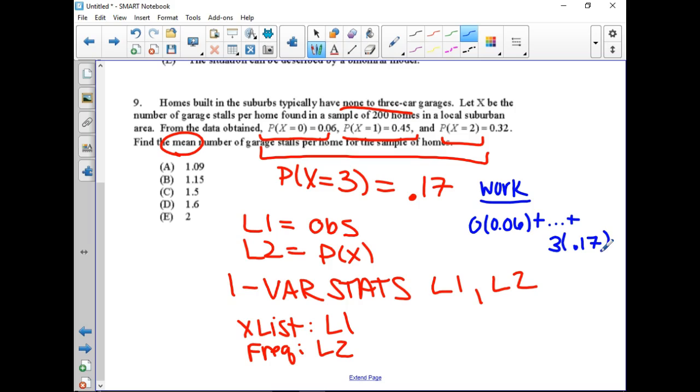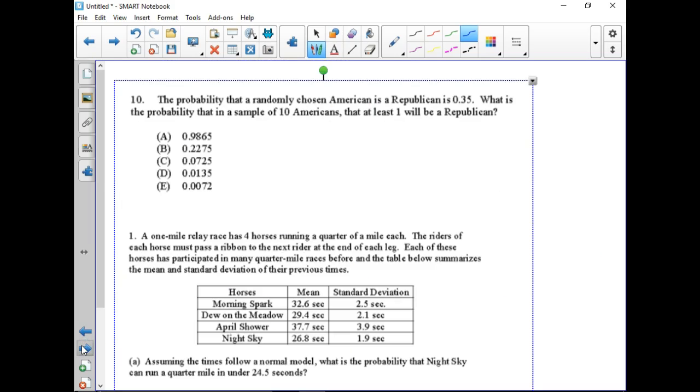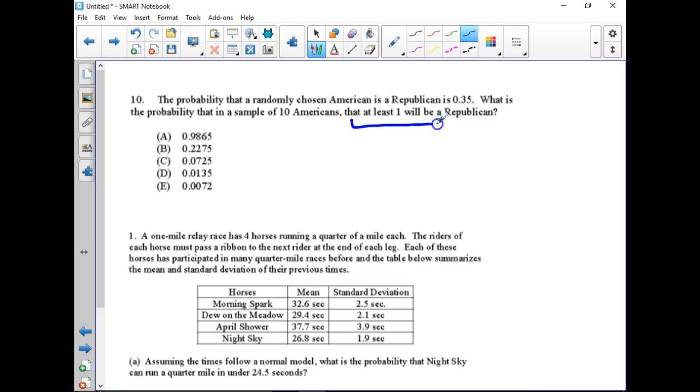Number 10. The probability that a randomly chosen American president is Republican is 0.35. What is the probability that in a sample of 10 Americans, at least 1 will be Republican? Okay? At least 1 will be Republican. So what I do here is whenever I see the word at least, you can do 1 minus the complement. The complement is everything else that could happen.